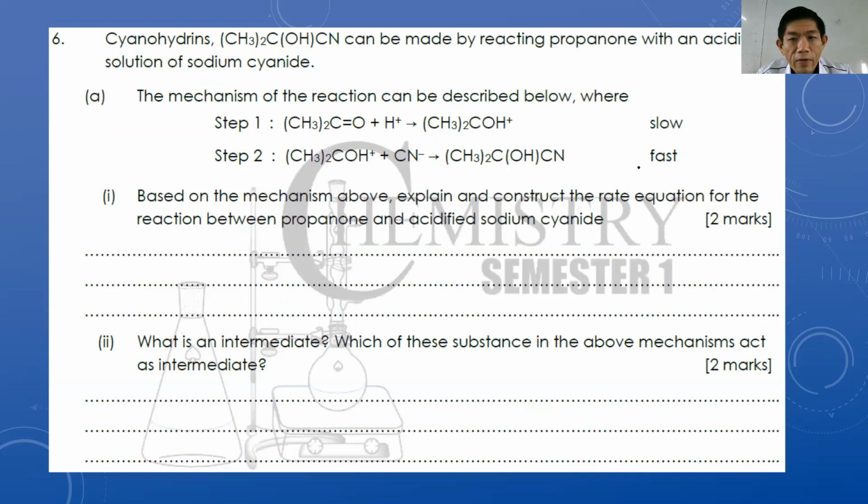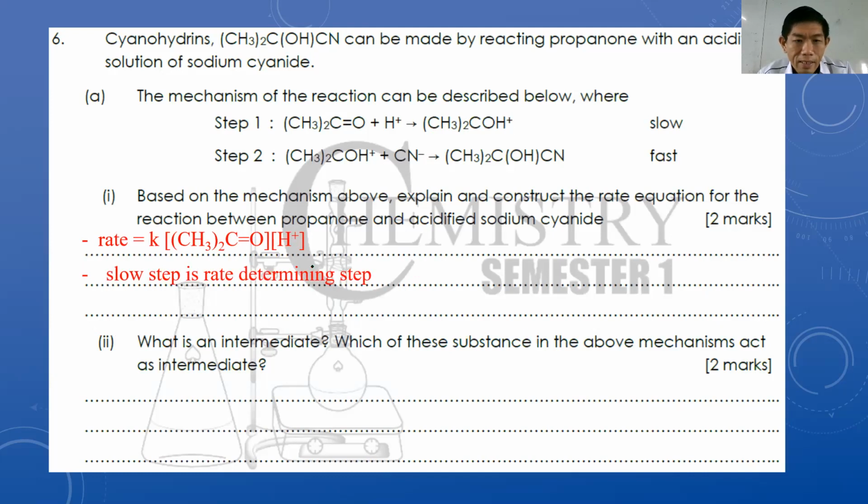Based on the mechanism above, explain and construct the rate equation for the reaction between propanone and acidified sodium cyanide. A rate equation is written based on the slow step. So rate equals k[(CH3)2CO][H+]. Why is step 1 used as the basis to write the rate equation? Because the slow step is the rate determining step.